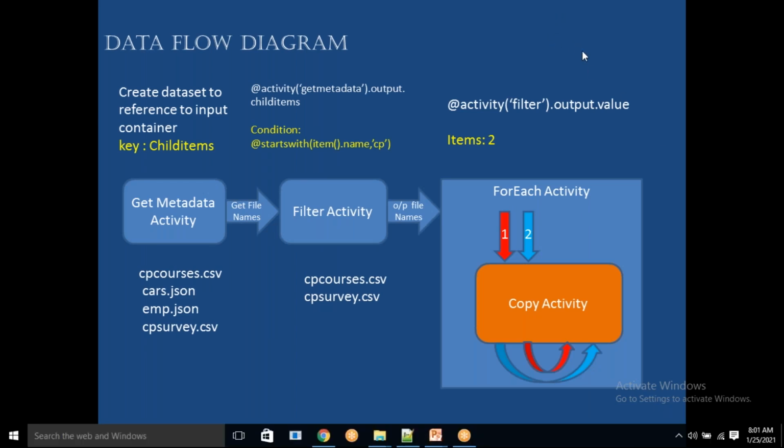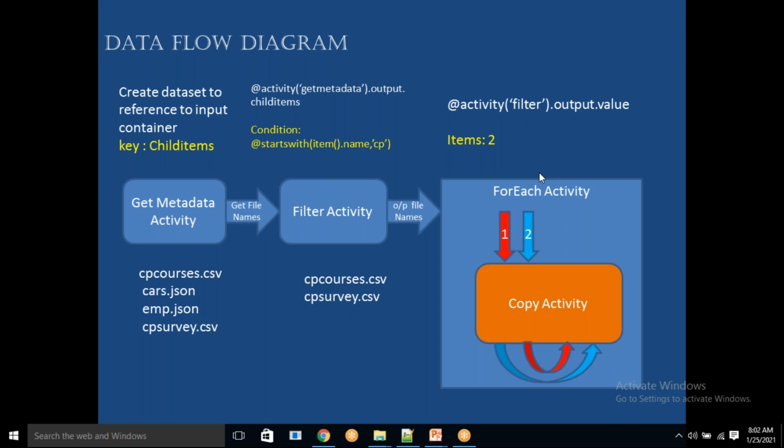For each activity, I did not understand. Okay, see, for each activity, what it will do. If you have 10 items, first it will give the first item. So let's say you have 10 files. If you are giving 10 files to the for each, what will for each give? First it will give the first file.